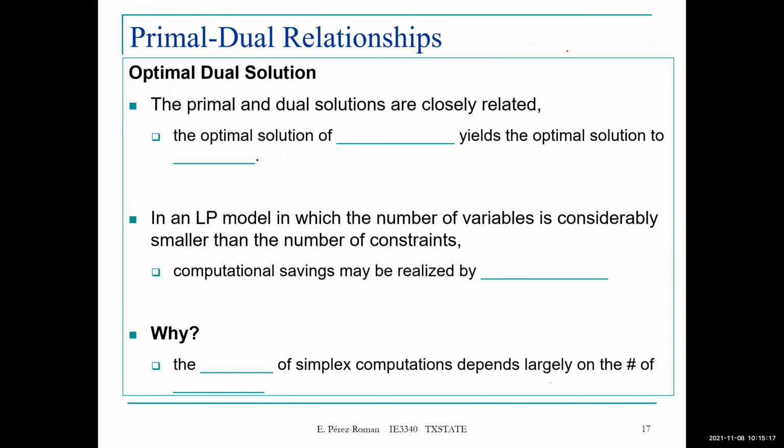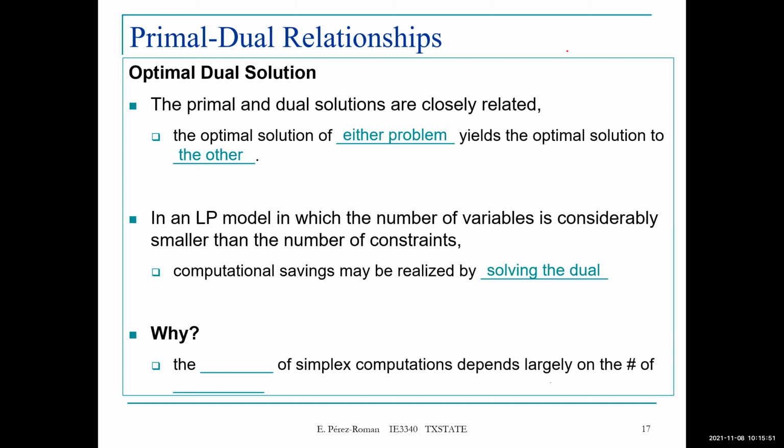In terms of the dual solution, the primal and dual solutions are closely related. As I mentioned already, you solve one problem, and the solution of the other one can be obtained from it. The optimal solution of either problem yields the optimal solution to the other. In an LP model in which the number of variables is considerably smaller than the number of constraints, computational savings may be realized by solving the dual. That's what I mentioned at the beginning as well.